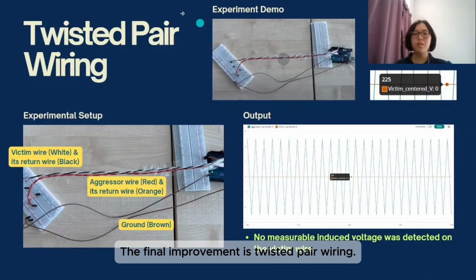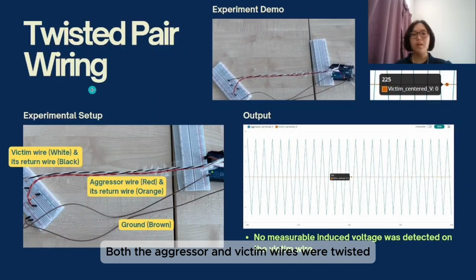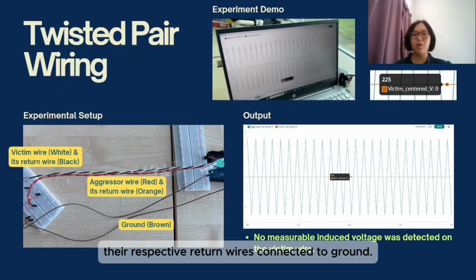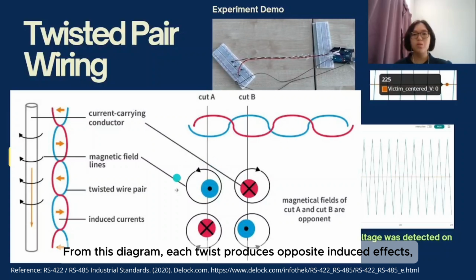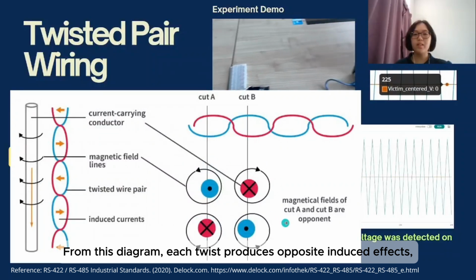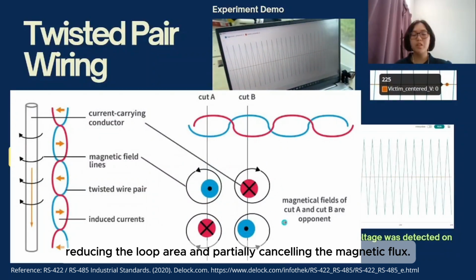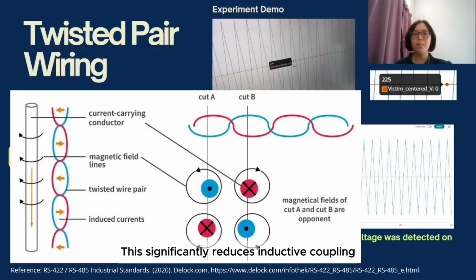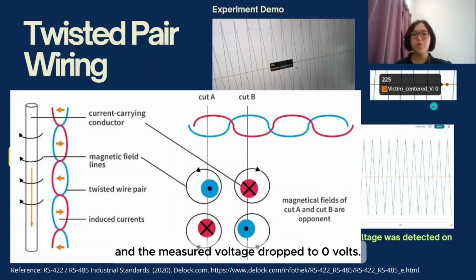The final improvement is twisted pair wiring. Both the aggressor and victim wires were twisted with their respective return wires connected to ground. From this diagram, each twist produces opposite induced effects, reducing the loop area and partially cancelling the magnetic flux. This significantly reduces inductive coupling and the measured voltage drops to 0 volts.